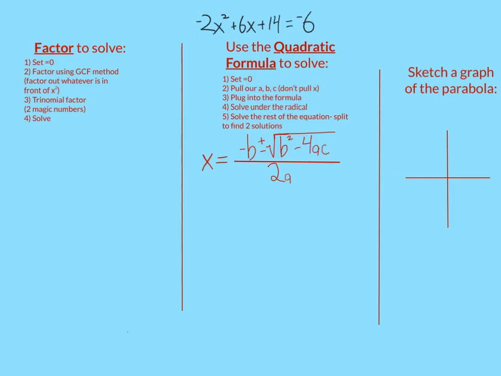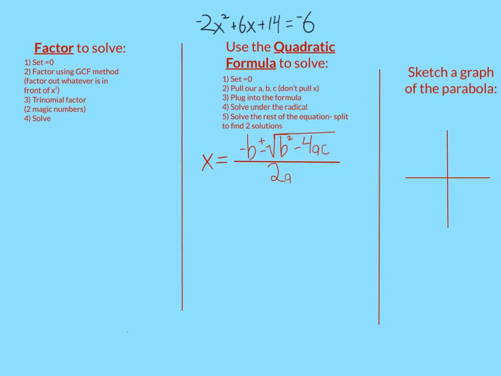You need to factor to solve it over on the left. Use the quadratic formula to solve it as well in the middle, and then sketch a graph of that parabola on the right. Okay? So you've got your steps here for factoring to solve on the left. 1, 2, 3, 4. It's got your 4 steps.